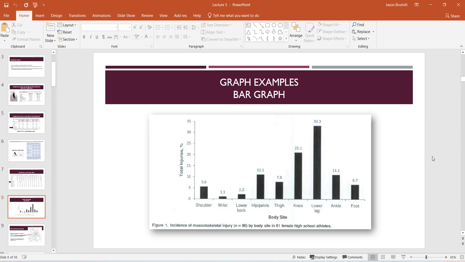Bar graphs, think about if you're looking at injuries throughout the entire body. So here were the injuries for female high school athletes, and it gives you an idea. Wow, it looks like the knee and the lower leg were major areas. Over 50% of injuries occurred there. It really, again, brings it to life. As somebody reads the text, they could find that, but this really makes it pop.